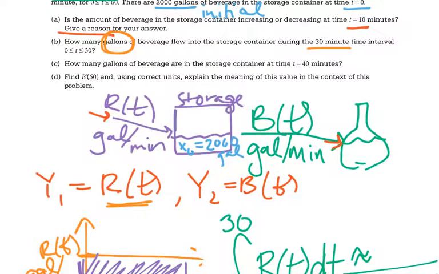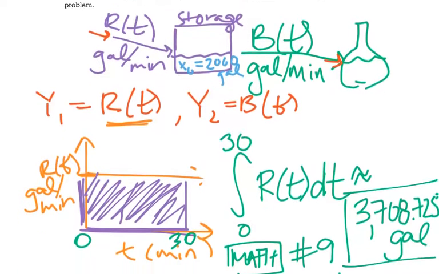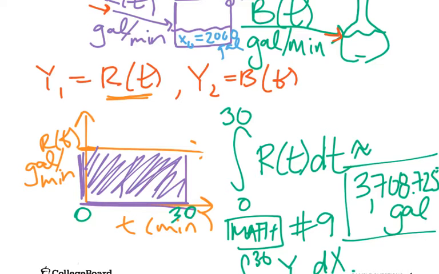So it's not asking how many are there overall, it's asking how many are flowing in. And so the integral gives us the amount of change, the amount that has flowed in during that time period. So how is this scored? Well, you actually get 1 point just for setting up this integral correctly from 0 to 30 of R of t, and you get 1 point for getting the number correct. Again, you should not attempt to integrate this by hand. You should use your calculator. This is a calculator problem.